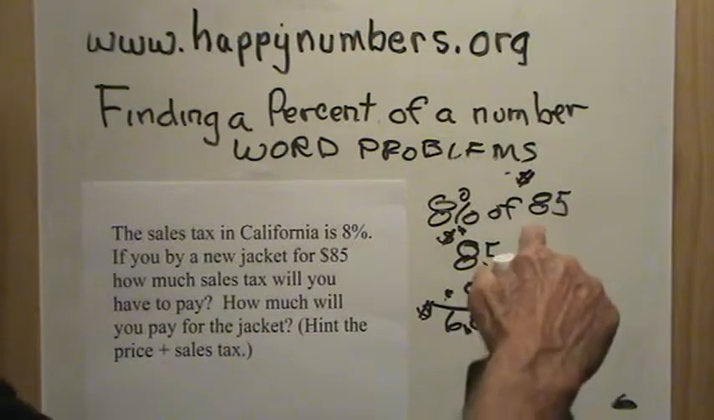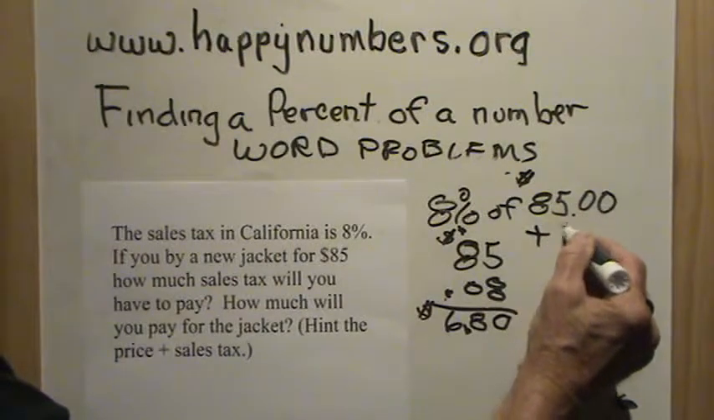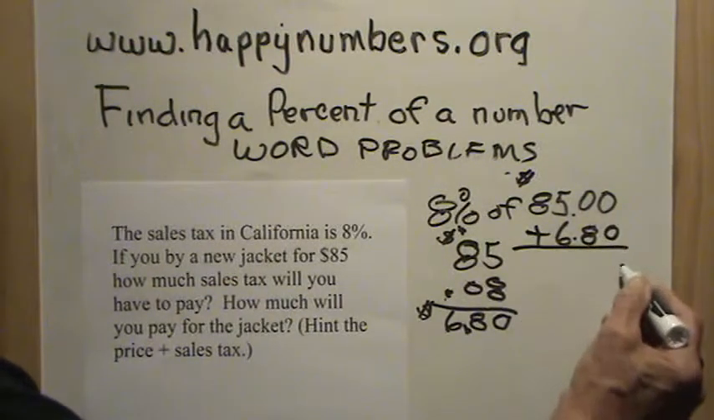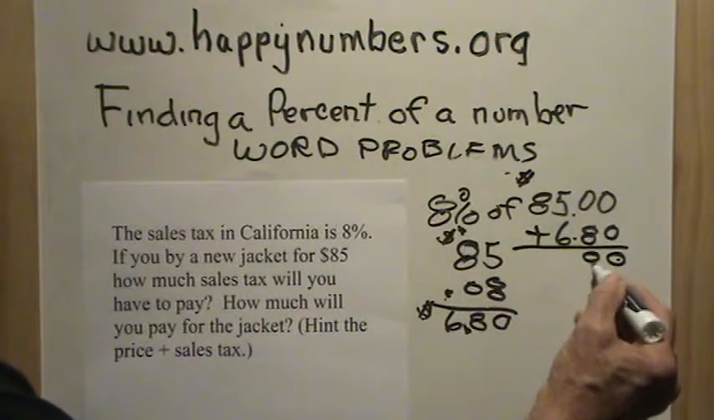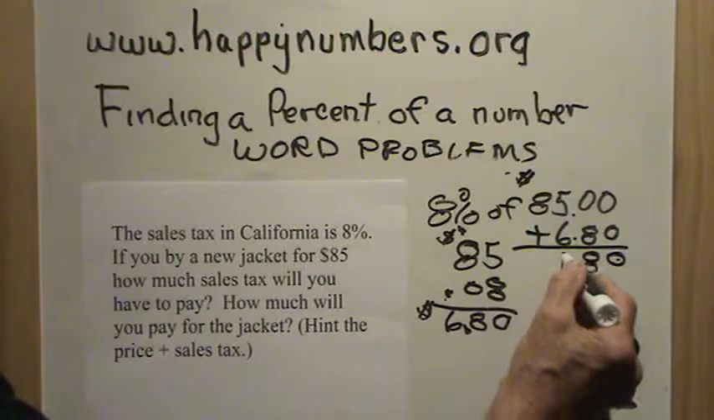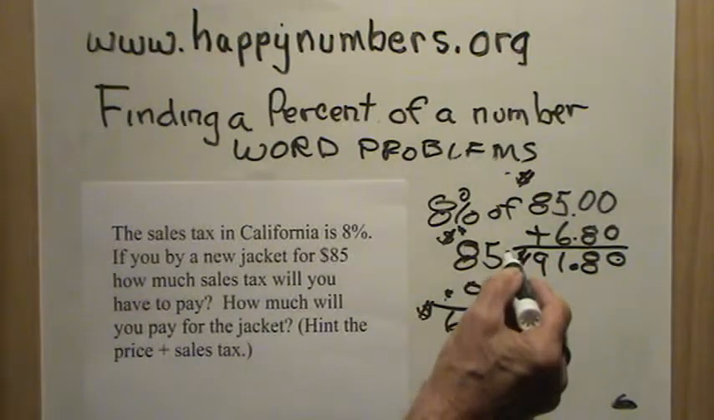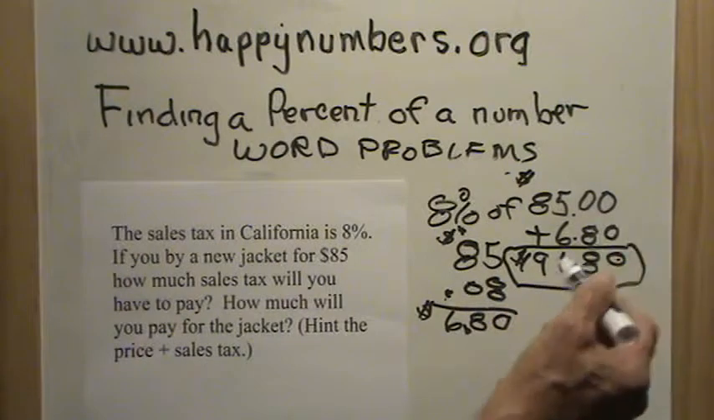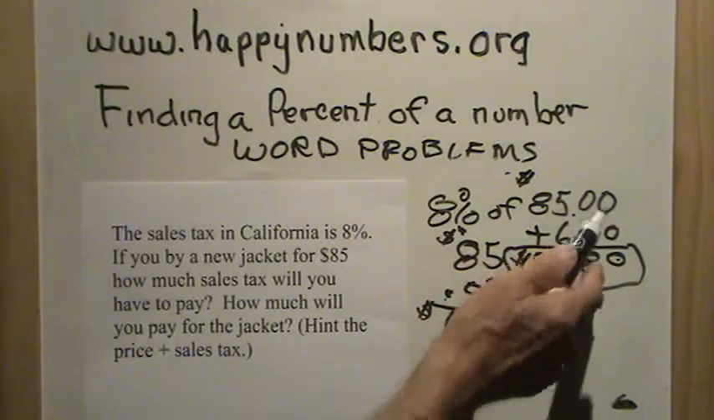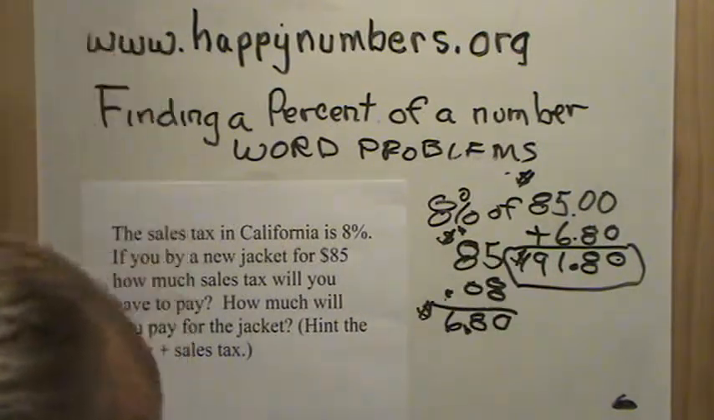And then it says, how much will you pay for the jacket? Well, the jacket was $85. And then if I add to that the sales tax, $6.80, 0, 8, 5 and 6 is 11. So the actual price of the jacket, what it would cost you, is $91.80. The $85 for the jacket, and then the $6.80 for sales tax.